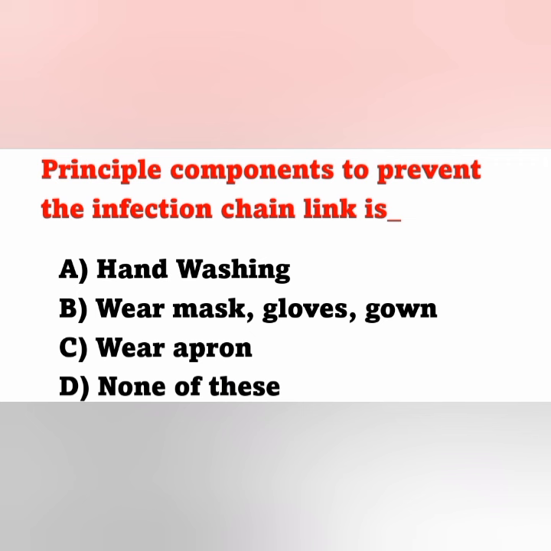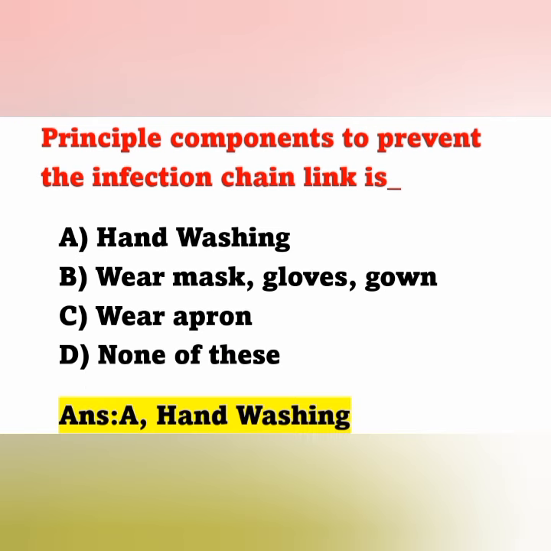Principal component to prevent the infection chain linkage. Options: A hand washing, B wear mask, gloves and gown, C wear apron, D none of these. And the correct answer is, the main principal component to prevent infection is hand washing. Option A is the correct answer. Hand hygiene is considered the most effective and simple method to prevent infection from a medical practitioner to another person or patient. So nowadays hand hygiene is considered the most important component to prevent infection in the hospital setup.